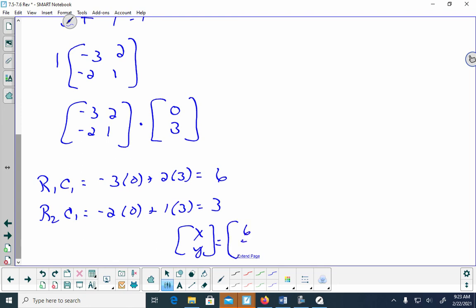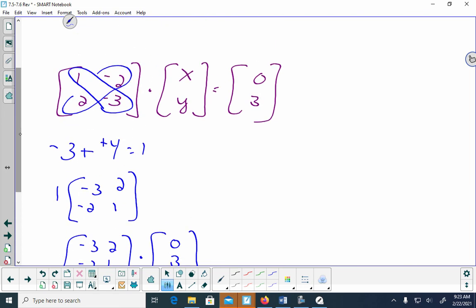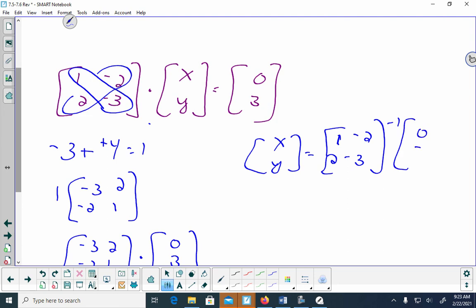And if you wanted to check it real quick on your calculator, you could go up here and say xy is equal to the inverse of 1, negative 2, 2, negative 3. You're going to take the inverse of that and multiply. You could do that in your calculator real quick to check. And that's it. I hope this helps.